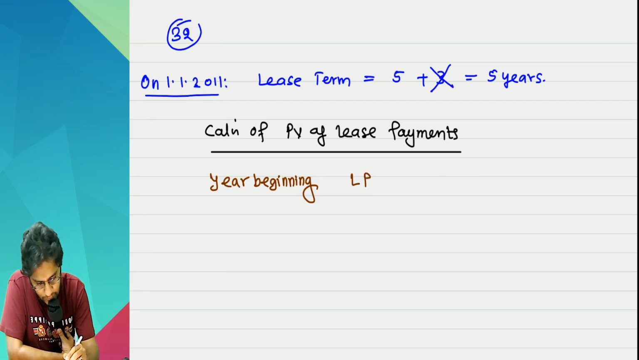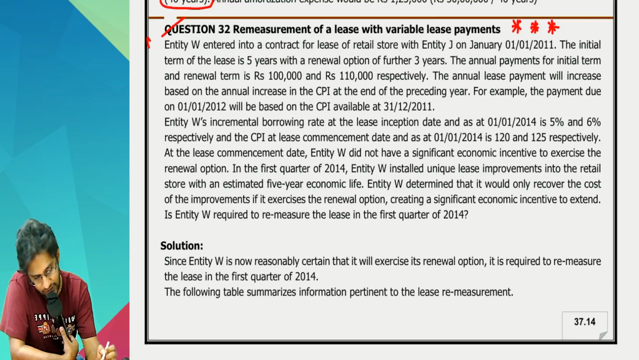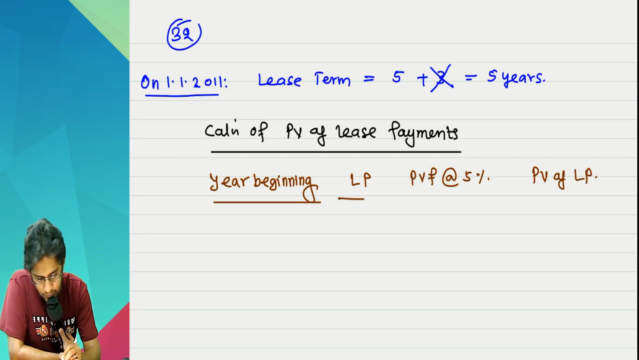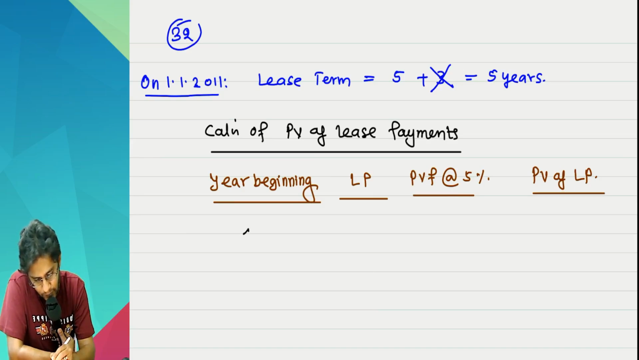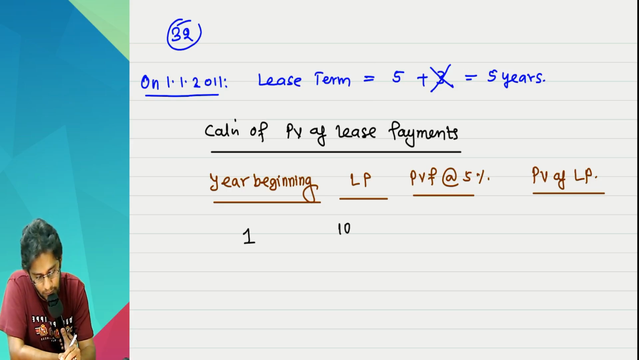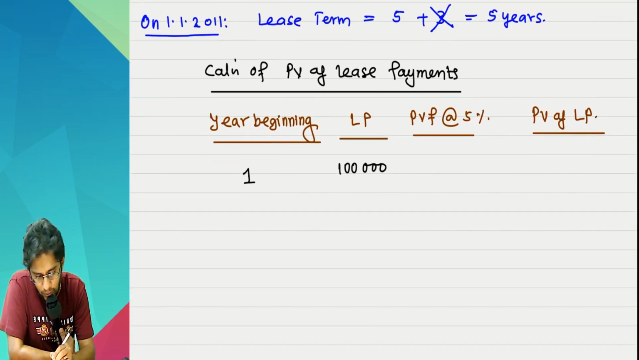Lease payments. What is the incremental borrowing rate given on commencement date? 5 or 6? So 5%, and the PV of lease payments. One means the beginning of the first year, understand correctly. What is the lease rent? 1 lakh. And that we will write later on.